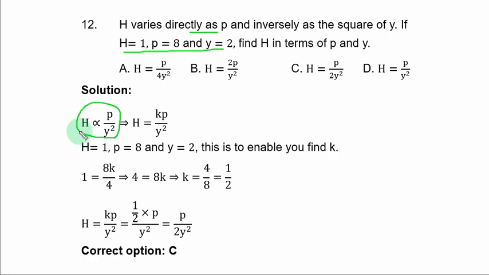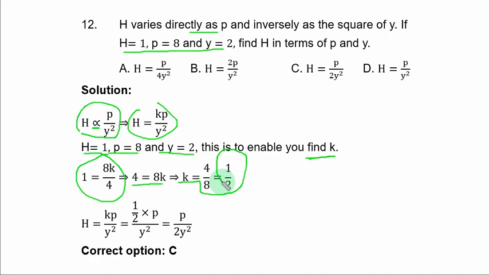In variation, we always do away with the symbol of variation. As you are doing that, you introduce the constant of variation, so you have it in this form. The reason why H is equal to 1, P is equal to 8, and y is equal to 2 is to enable you find k. So you replace H, P, and y with their respective values in this formula. If you clear fractions, you have 4 equal to 8k, and k is 4 over 8. If you reduce, you have 1 over 2.